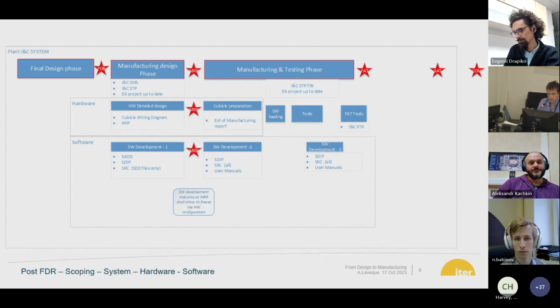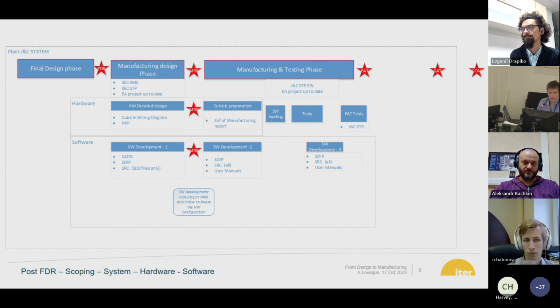The next step is presented a bit schematically on this slide, and I want to make the distinction between three things: the plant INC system, and then the hardware and the software. Up to FDR, we consider the system as a whole. We don't separate hardware or software. They are both aspects of a system.